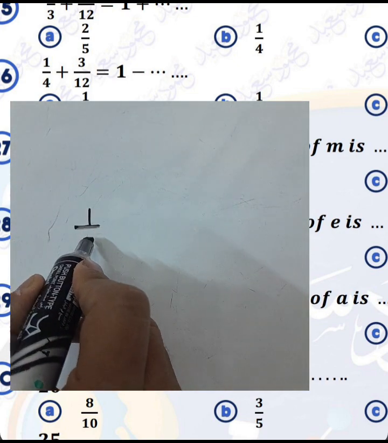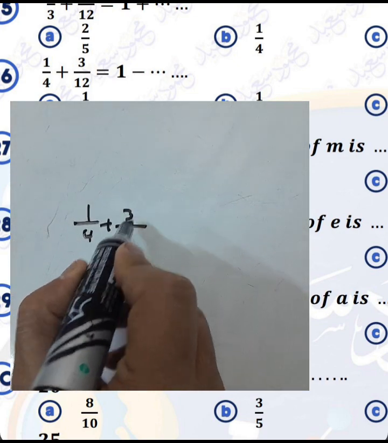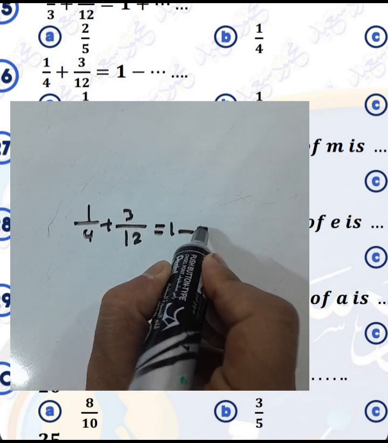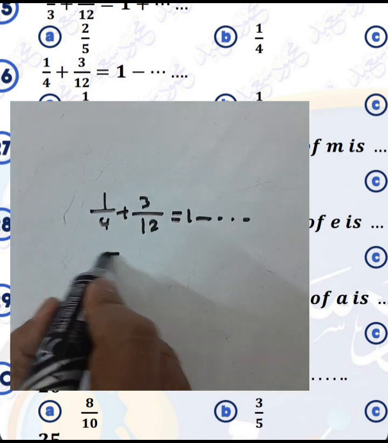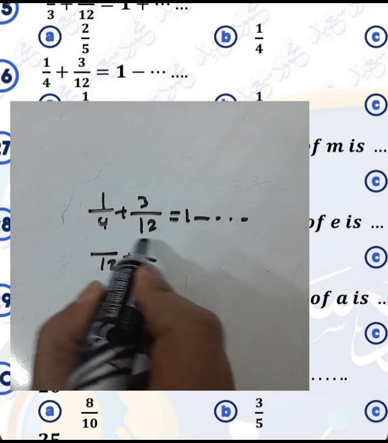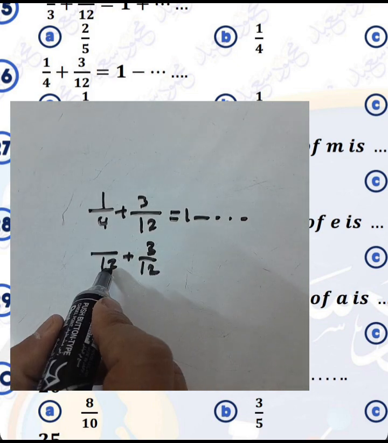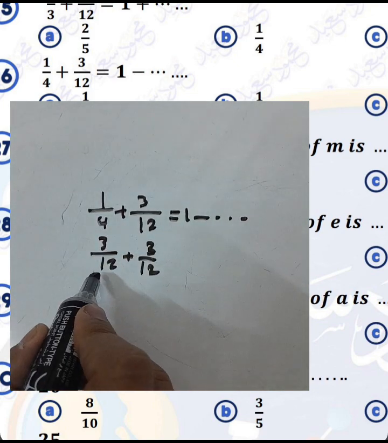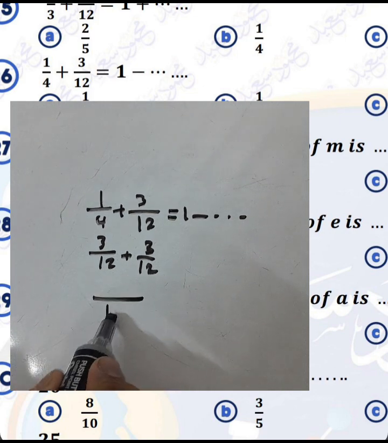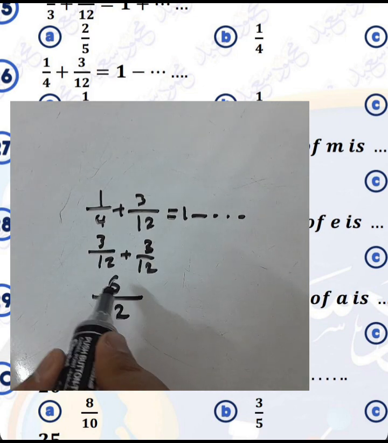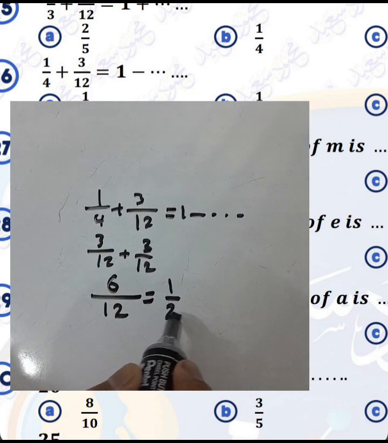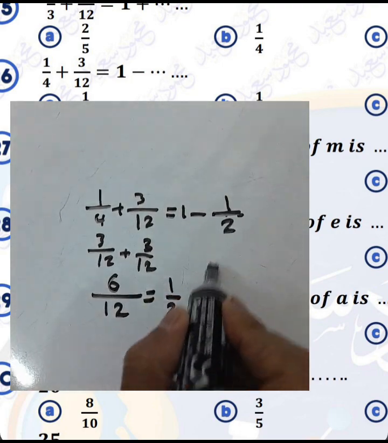Next question. We have 1 over 4 plus 3 over 12, and then 1 subtract by blank. We can add them by writing the least common multiple between the two denominators, 12. 3 times 4 equals 12 and 3 times 1 equals 3. And then you can add them. Write 12 in the denominator. 3 plus 3 equals 6. 6 over 12 will be half. 1 subtract by half will be half. Then we must write half in the blank.